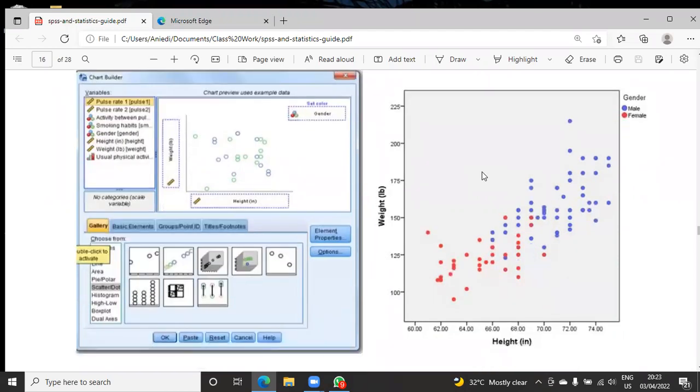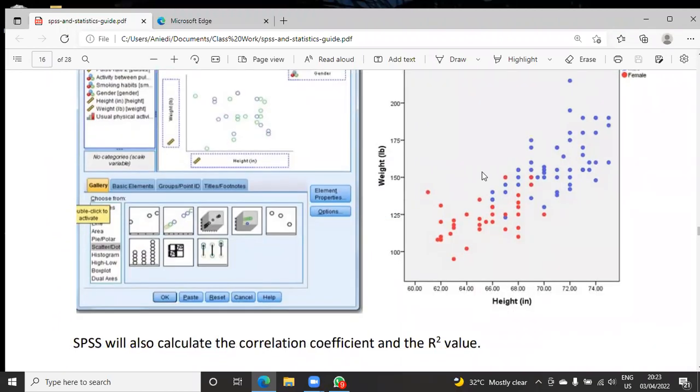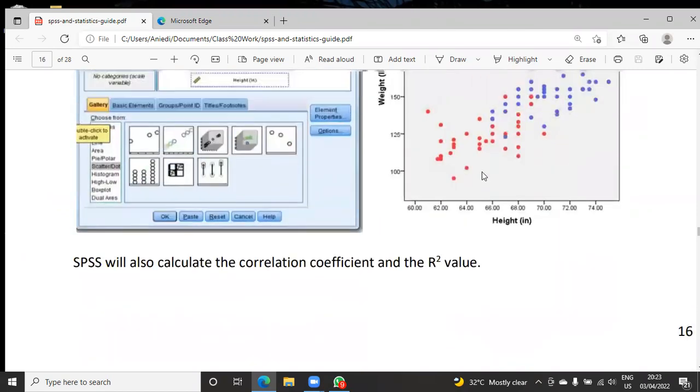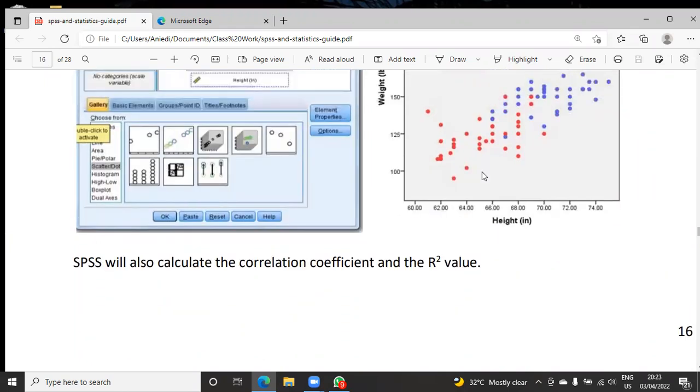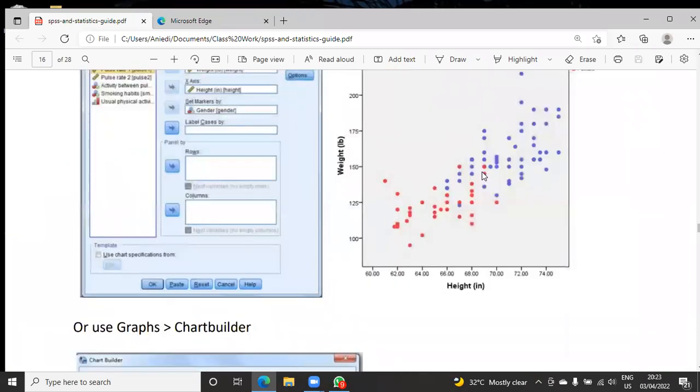All right. Now this other chart is the same as the other one. This graph is called a scatter plot.